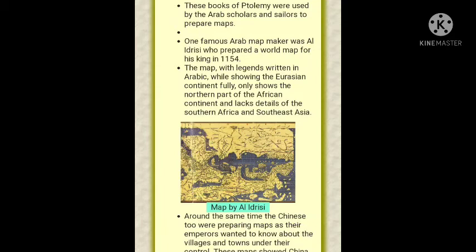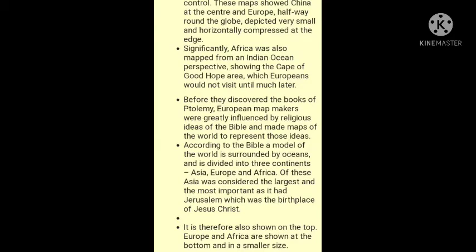Around the same time, the Chinese too were preparing maps, as their emperors wanted to know about the villages and towns under their control. These maps showed China at the center and Europe halfway round the globe, depicted very small and horizontally compressed at the edge.